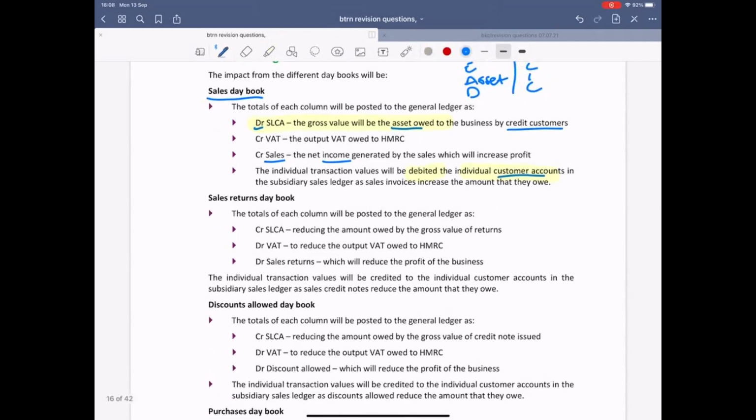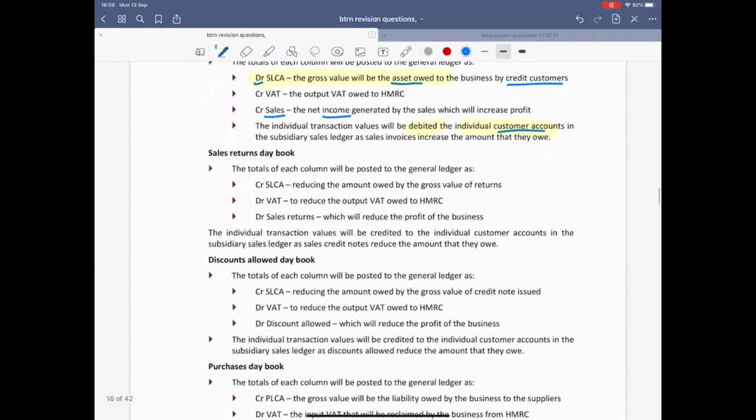If they make a return, we're going to have our sales returns day book. And therefore, we're going to do the opposite of what we've just done above. We're going to introduce the sales returns account. We're going to take the money out of the control account to decrease our assets, so it's reducing the amount that is owed by our actual customers. So we're going to credit the sales control account, and then we're going to debit the VAT, getting that back from HMRC.